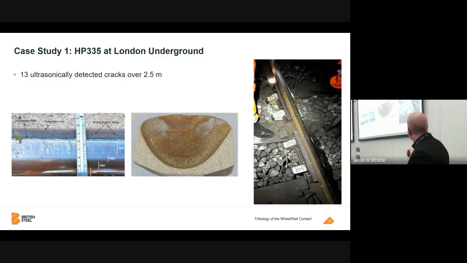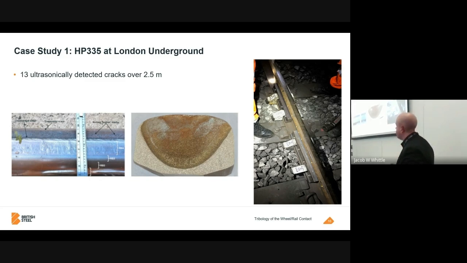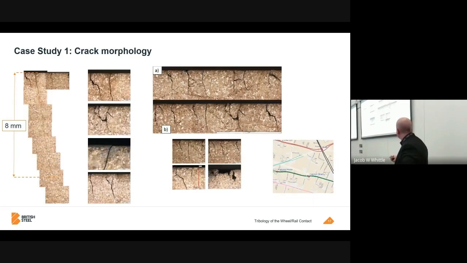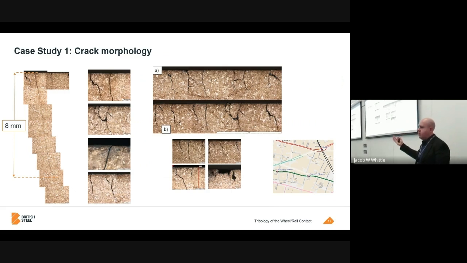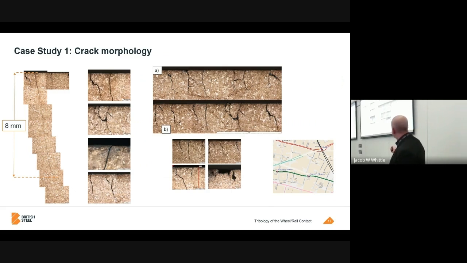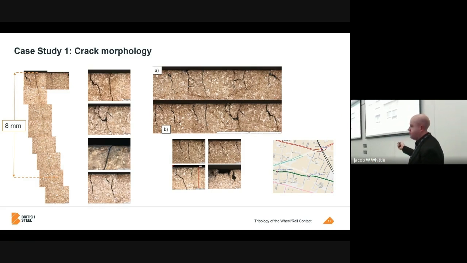So you can see here there were 13 cracks within a 2.5 metre section of this particular section of track. When we looked at the cracks underneath the microscope, this is kind of what we saw. You can see the cracks are going straight down, which is atypical of normal rolling contact fatigue cracks. They tend to grow at a shallow angle to start with relative to the surface, and then they turn down.